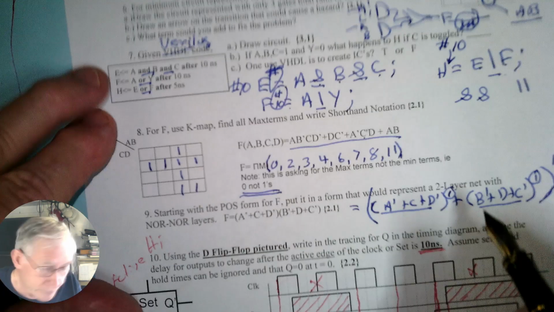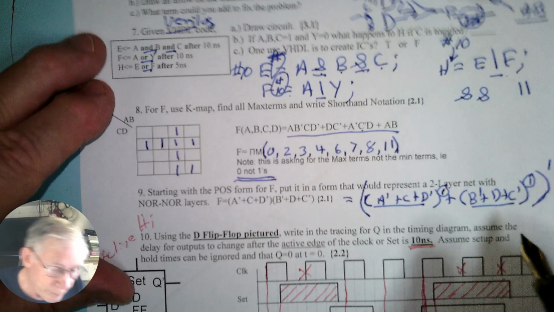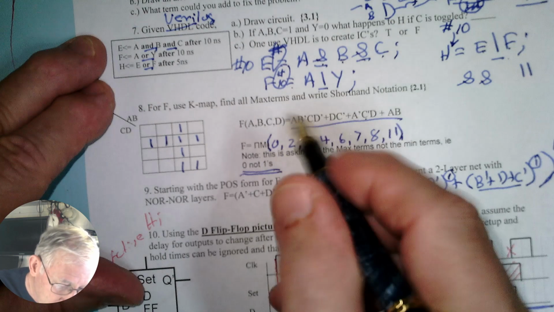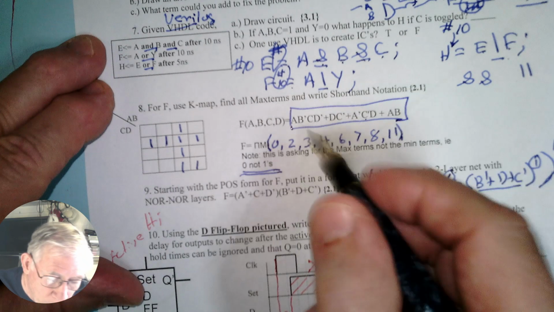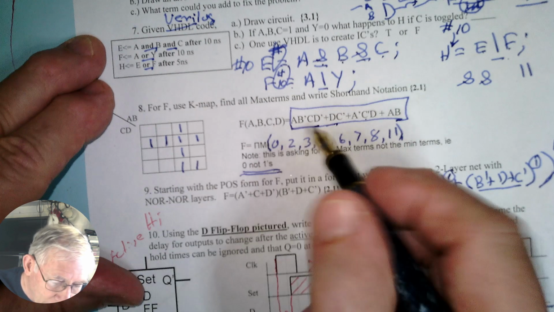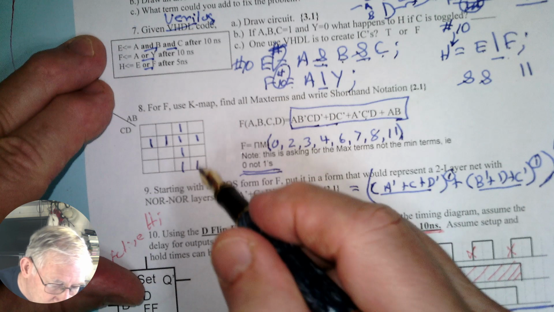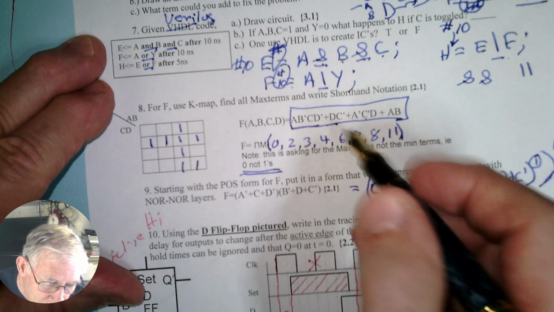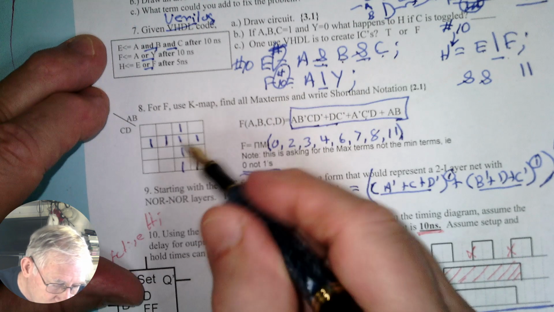Okay? Then we have this problem here where we have an expression and we want to plot each of these 4 terms, A, B prime, C, D prime. So A, the first 2 columns here, B prime, this last column, C, bottom 2, D prime, the bottom one. So that's that one right there. Then D C prime. So D is the middle 2 rows. C prime is the top row. So that's all these ones here.